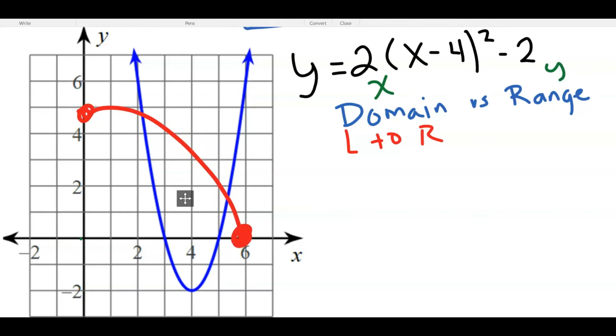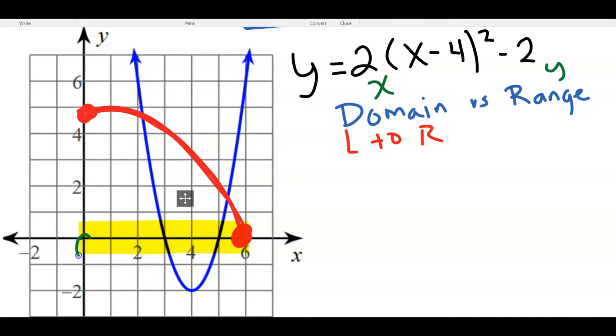Okay, we're talking about domain, which is always how wide is this graph. Let's just look at this red arc that I just drew right here. The domain is just how wide it is. So if you're looking at the x-axis, how wide is this?